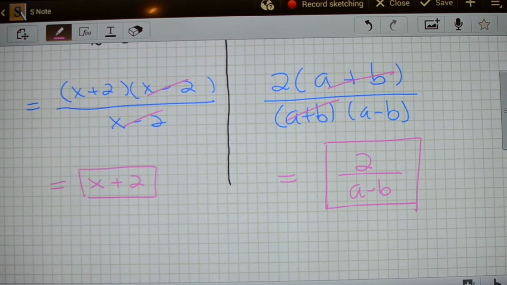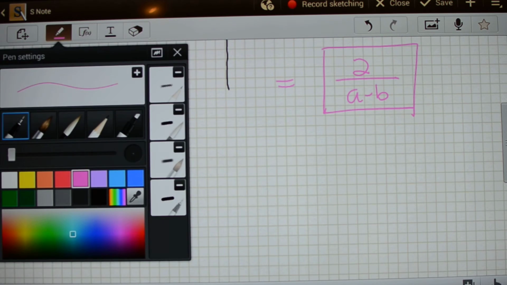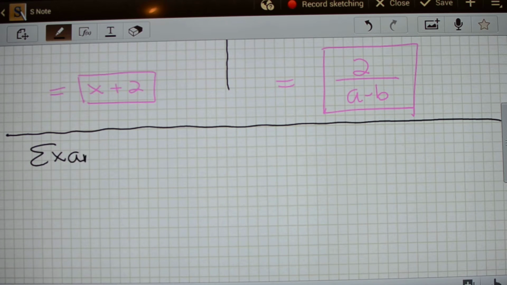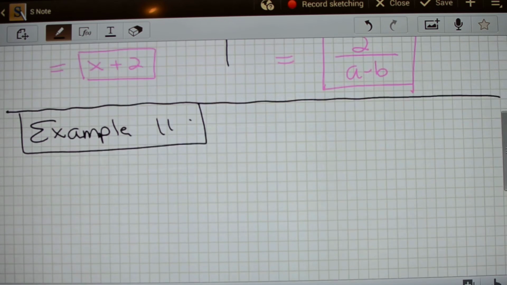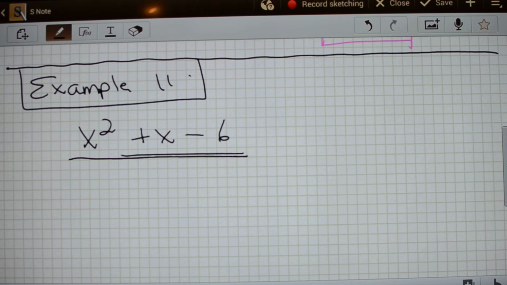Let's see if we can fit example 11 maybe in this bottom without doing a new page. It says simplify. And this is a quadratic trinomial. So we're going to have to use that factoring by hand, or whichever method it is that you learned.